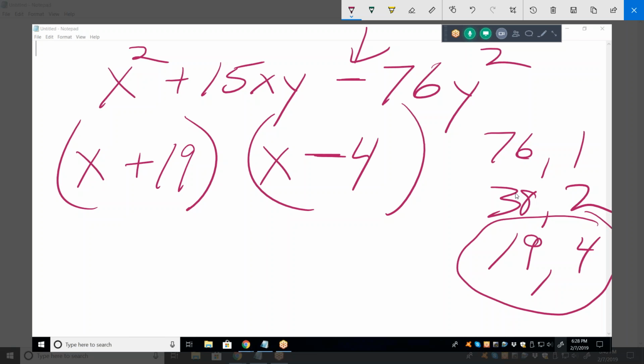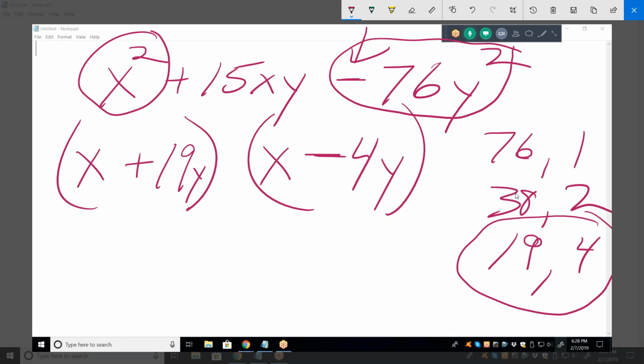Now, I'm almost done, but not quite. They do have a y and a y squared up there. So what do I need to do with that y? Just add it onto the 19 and 4. It goes with the 19 and the 4. Now, you're still going to produce the x squared. You're definitely going to produce this minus 76y squared. Let's see if we get the correct middle term.